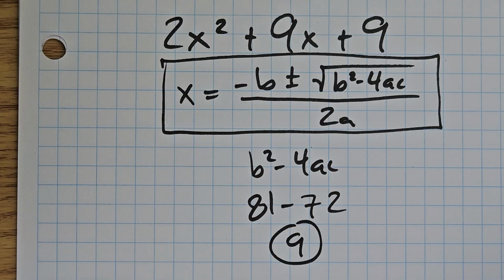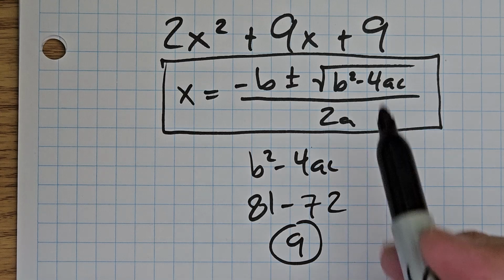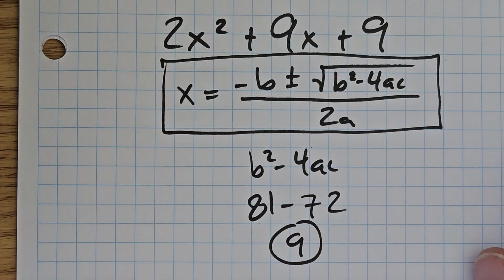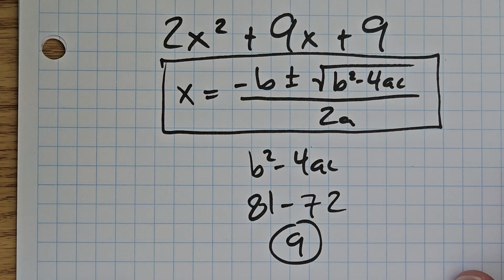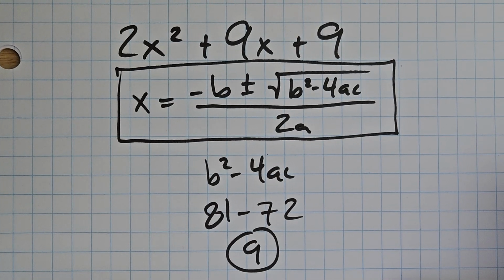That is not my answer. That is not a solution. That is my discriminant. And because this discriminant is a perfect square, it tells me that this trinomial is factorable, which is good news. I don't want to waste my time trying to factor something that is not factorable, or in other words, prime.